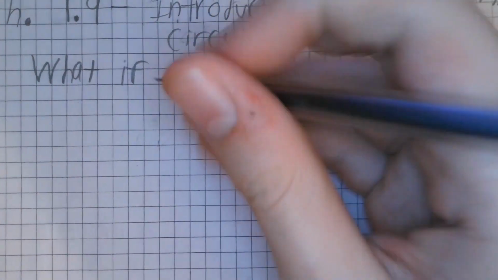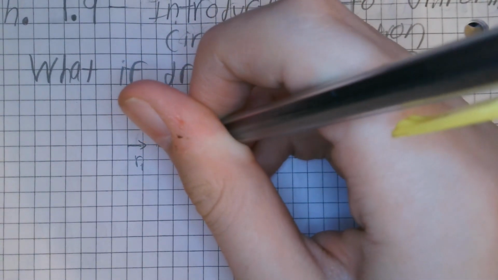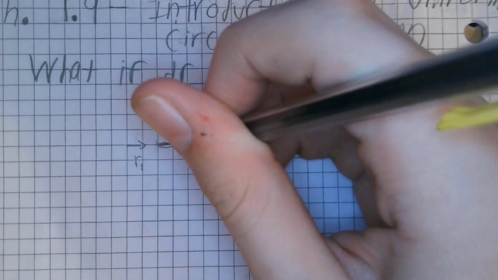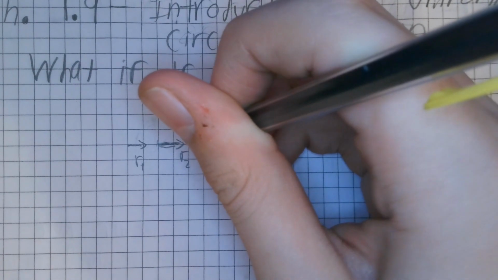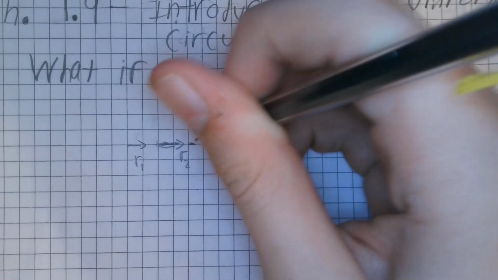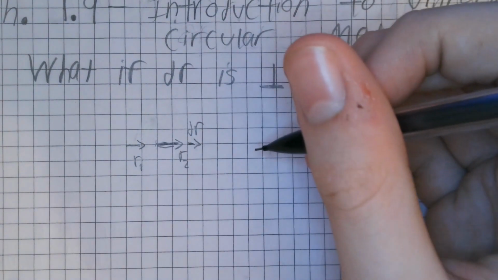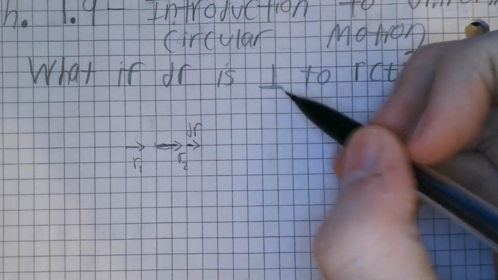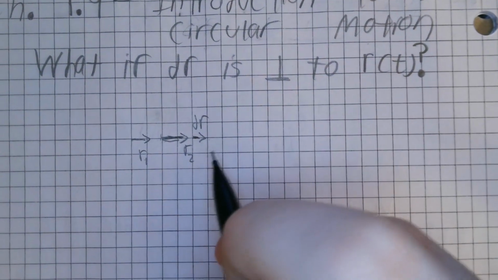So if we call this our position vector at time 1 and that our position vector at time 2, then we could say that this infinitesimally small change in position, dr, would be parallel. So everything's parallel there. Whereas now, I want to talk about what if dr is perpendicular to the position vector.